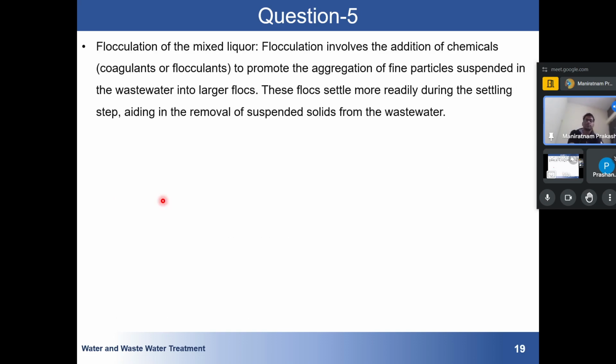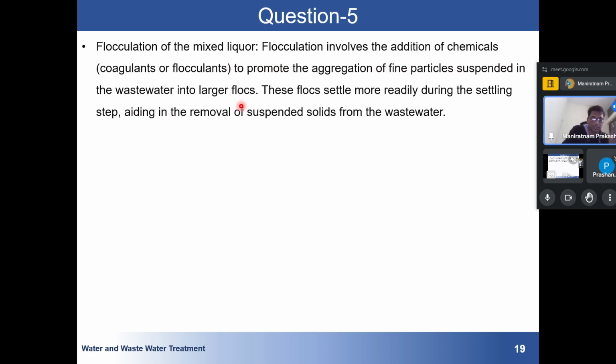This was the third option. The fourth option is flocculation of mixed liquor. I have already said that apart from adding microbes, we also add some kind of chemicals. So this involves addition of some chemicals, coagulants or flocculants, to promote the aggregation of fine particles suspended in the wastewater into larger flocs.